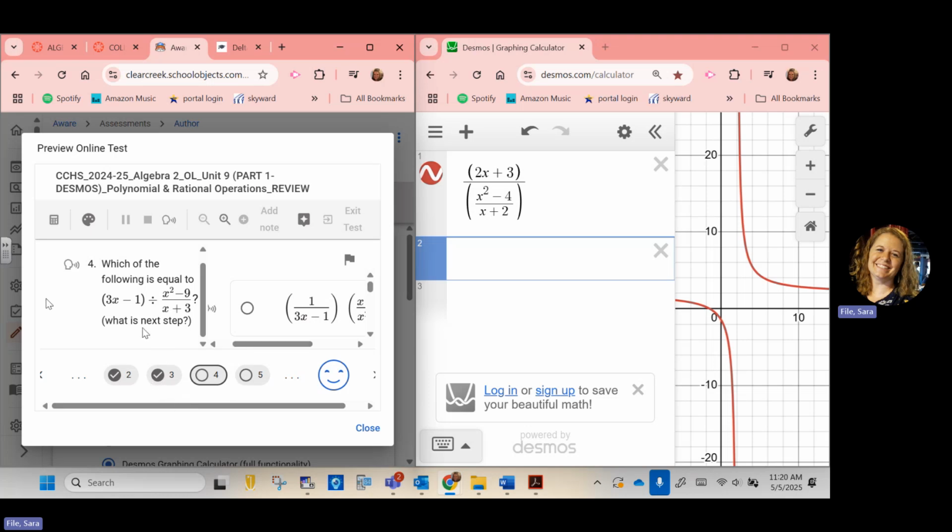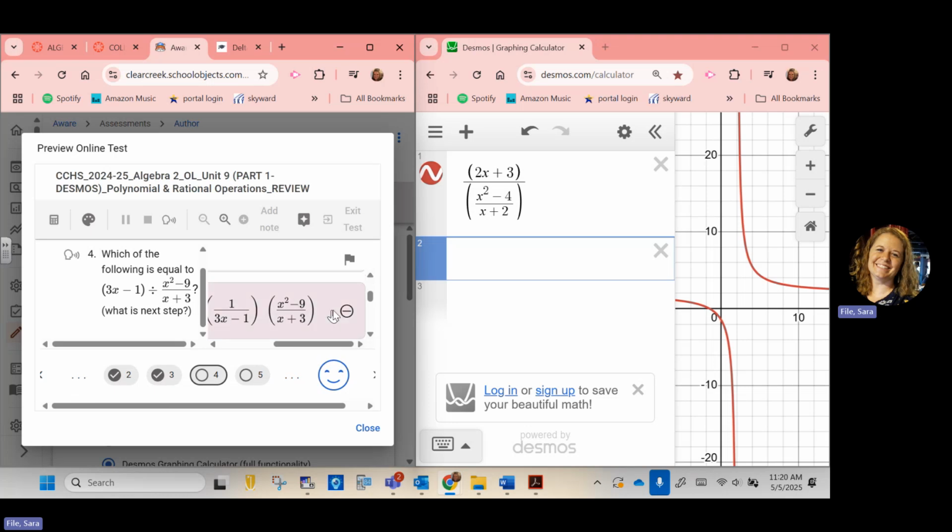This is the same thing. It's division. What's the next step? So you just need to remember, keep, change, flip. So I need to keep 3x minus 1 as the numerator. So those first two are out. Change to multiplication. They both did that. And flip that second one, which is this answer choice.